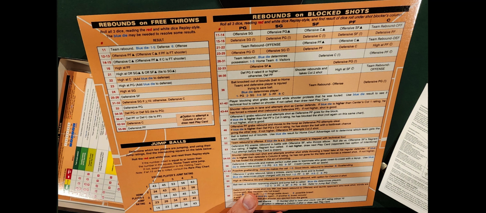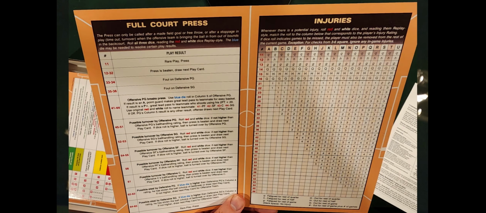This is rebounds on free throws. That's always nice. Rebounds on block shots, jump balls. That always looked a little complex. I just say give the player a couple ratings and add one die to each. Why are we looking at all these numbers? But it is a lot of detail, and I respect that. We got a full court press. We got an injury duration table. So that'll be interesting to see how much injuries occur during this game.